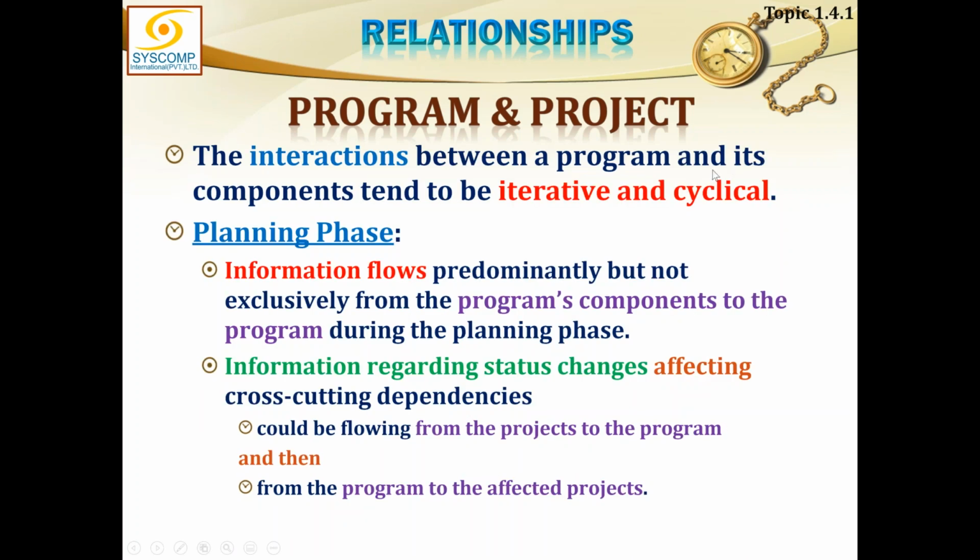The interactions between the program and its components tend to be iterative and cyclic. During the planning phase, information flows predominantly but not exclusively from program components to the program. What does that mean? Yes, Julian? Can you define what this says? Information flows predominantly but not exclusively from program components to the program during the planning phase.